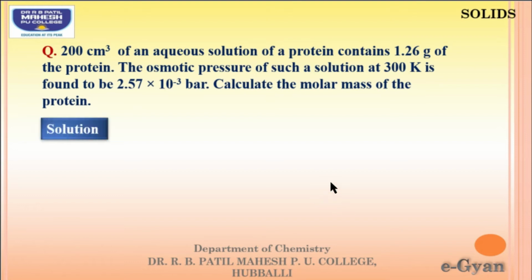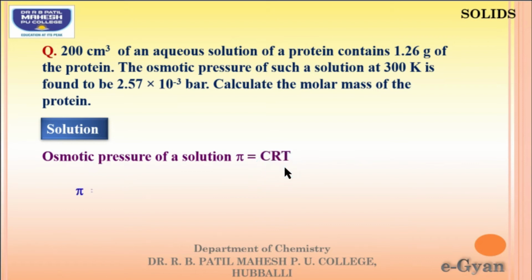Solution: it is based on the osmotic pressure. They have given the osmotic pressure. Osmotic pressure of a solution, pi, is equal to CRT. In other terms, I can write pi is equal to W2 divided by M2, RT by V, because C is equal to n by V, where n is the number of moles and V is the volume in liters. But n is equal to given mass divided by molecular mass, that is equal to W2 divided by M2.